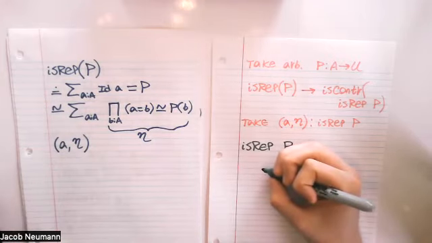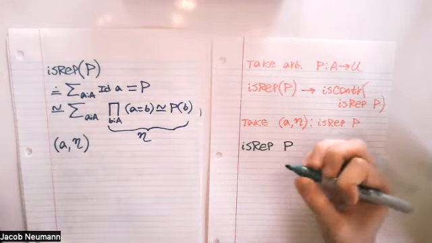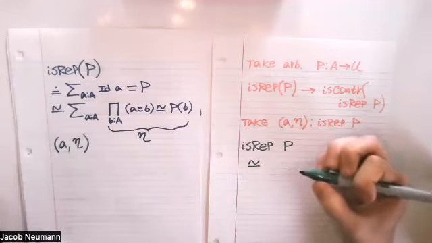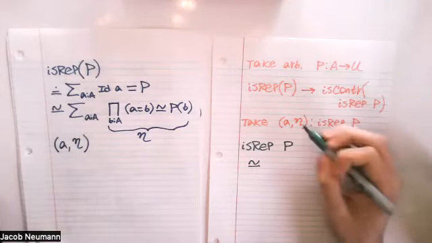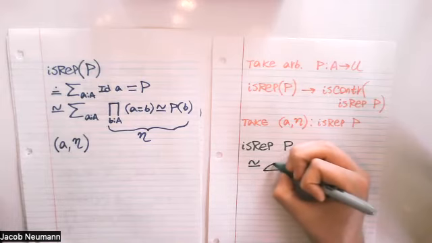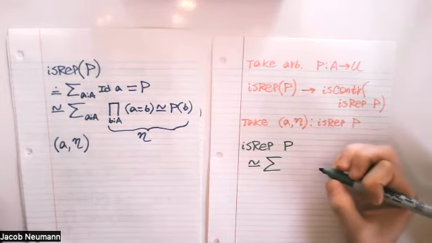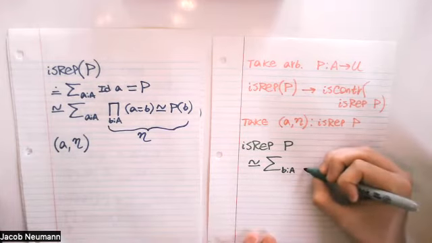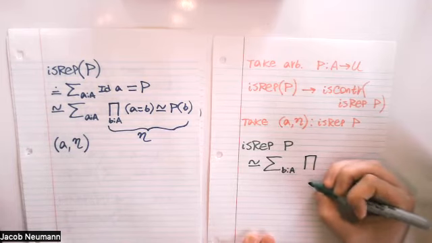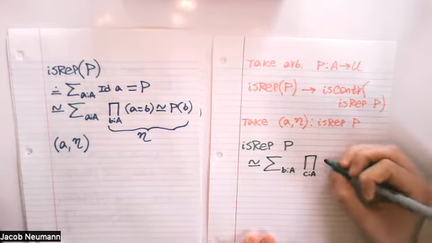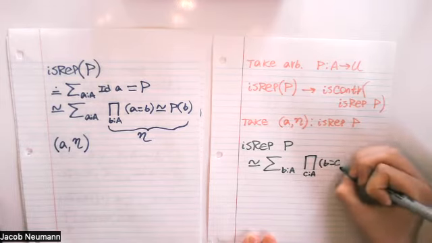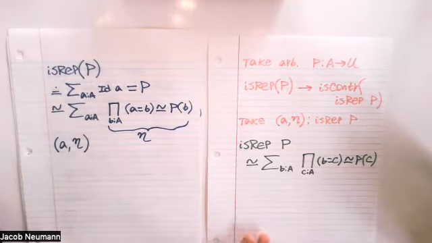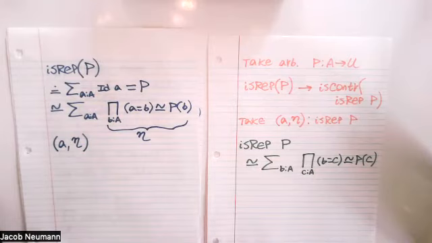That is going to be so, by what we showed here, equivalent to... I think I'm going to change the letters a little bit. We have some fixed A, so I'm going to use a different letter. I'm going to say this is equivalent to, I'll write B in A, and then the pi will go over C in A, so B equals C is equivalent to P of C. So this is just the result that we had for isrep.